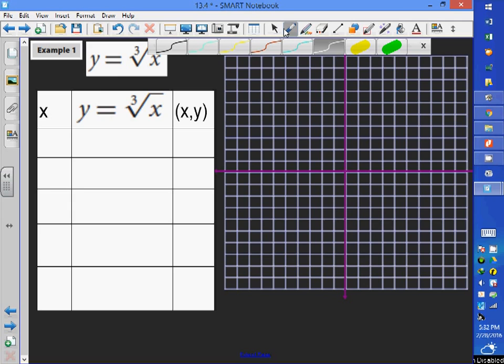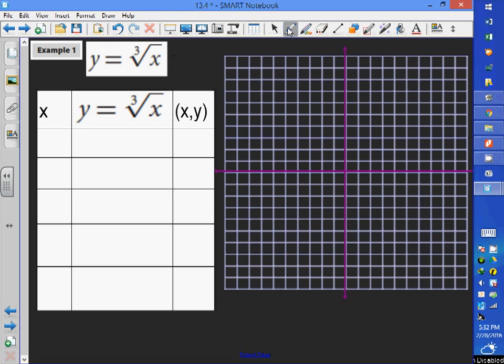We have to draw this one on the graph. So what x values can we give? We can use -1, -8, 0, 1, and 8, which are the best numbers we can use for cube roots. So y equals the cube root of -1, which will be equal to -1 by itself.